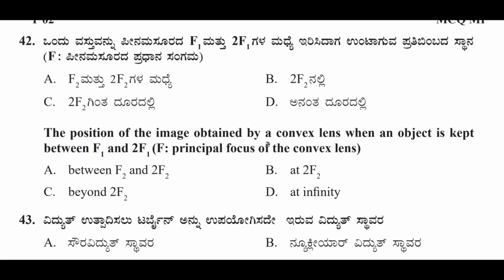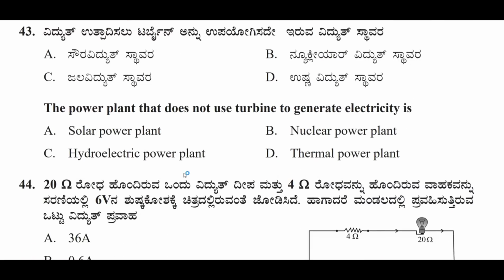The position of the image obtained by a convex lens when an object is kept between f1 and 2f1 is. The image formed will be beyond 2f1. Do check out the textbook from the unit Light, Reflection and Refraction.